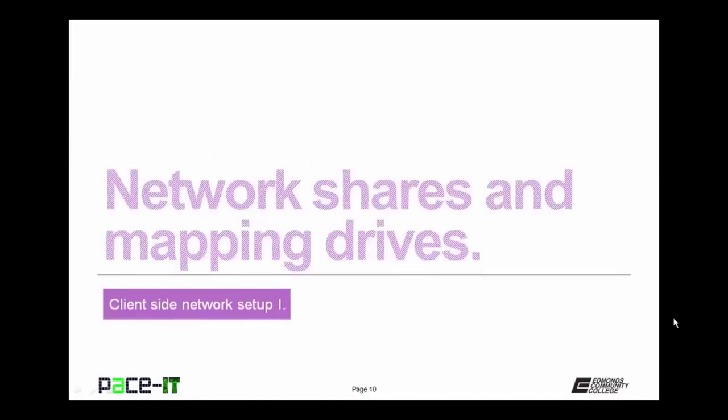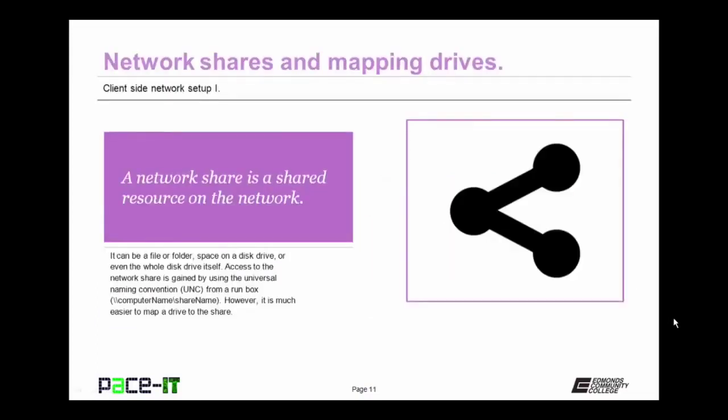Now let's talk about network shares and mapping drives. A network share is any shared resource on the network. It can be as simple as a file or folder. It can be space on a disk drive or even a whole disk drive itself. Now, access to network shares is gained by using the Universal Naming Convention, UNC, from a run box. The standard format is //computer name/share name.